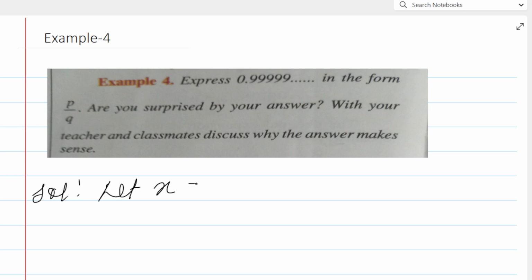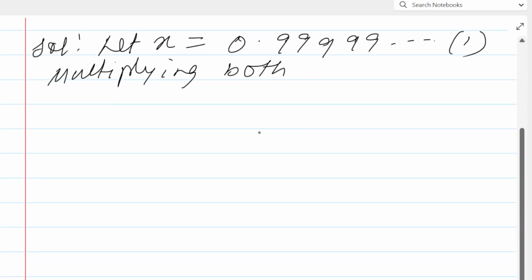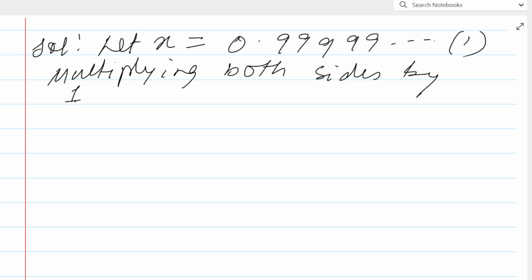Let x equal to 0.99999 repeating. This I can take directly as 1. Okay, so I have to multiply both sides, same method. I have to multiply both sides by how much? After the point only one digit is repeating, 99999. That means I have to multiply by 10.